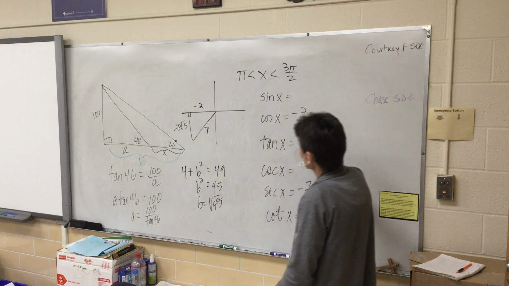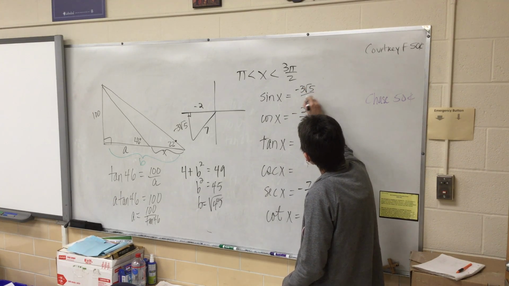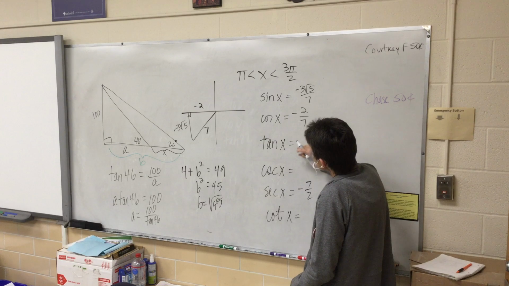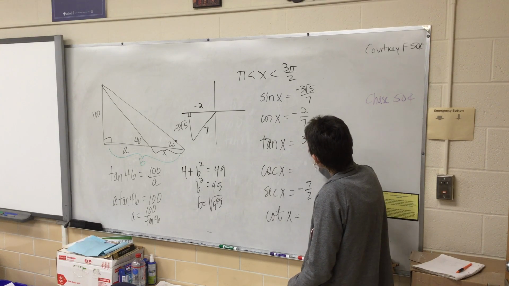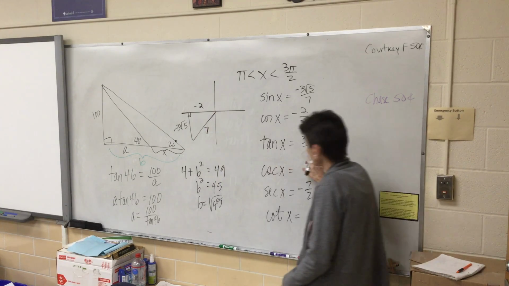And now we can answer. So sine is negative 3 root 5 over 7. Tangent is 3 root 5 over 2. Positive because the negatives are going to cancel.